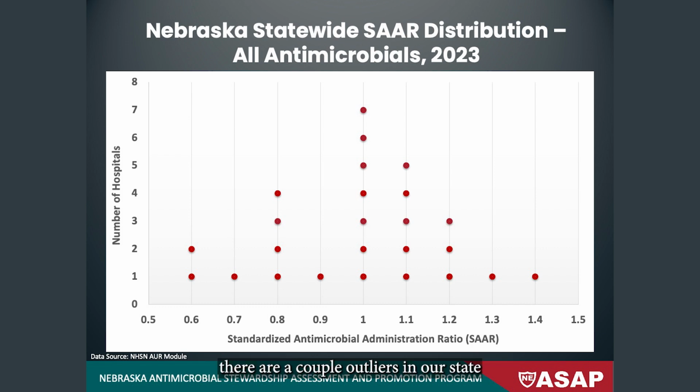So we do see that there are a couple outliers in our state that are using 30–40% more overall antibiotics than is predicted. So I think, again, there's some opportunity there to investigate. And maybe even on the other end too. If you're using 40% less antibiotics than is expected, is that appropriate too? It just gives you an idea of places to look.